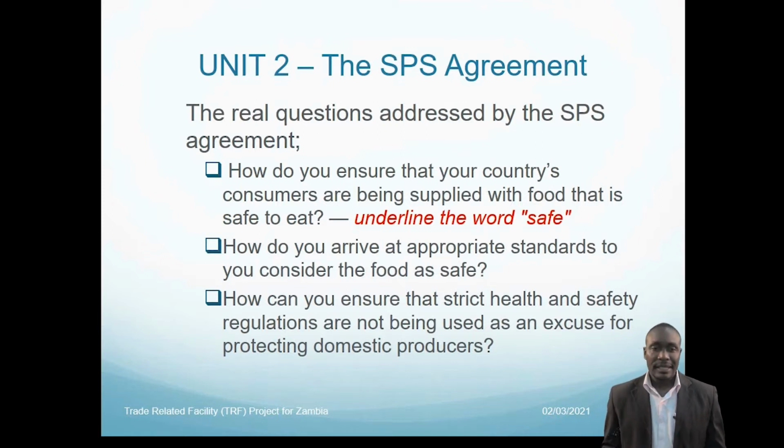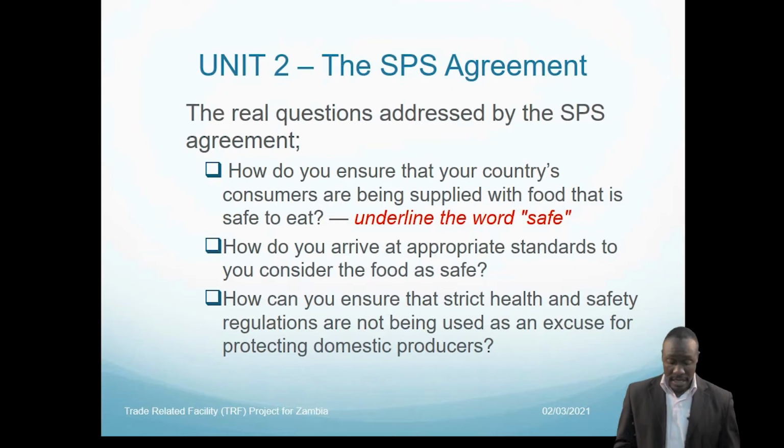How do we ensure that the criteria you are using is not just being used as an excuse for protecting your domestic producers? Remember, there's always a question of protection versus protectionist or protectionism. Are you offering protection, or are you having protectionist activities? Are you safeguarding your consumers, or are you safeguarding your domestic producers?